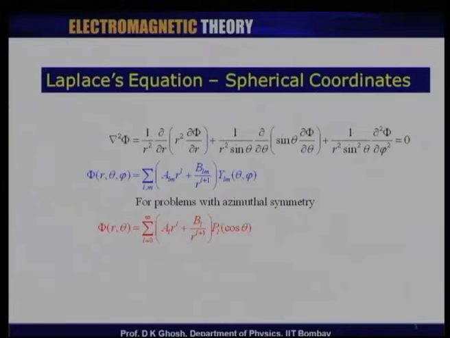Now, what we did is to show that this equation can be solved by the separation of variables technique, and the general solution to this equation is given in terms of what are known as spherical harmonics. The radial part of the solution has two parts, one part which goes as r to the power L and the second part which goes as 1 over r to the power L plus 1, where L of course goes from 0 to infinity. This is a general solution.